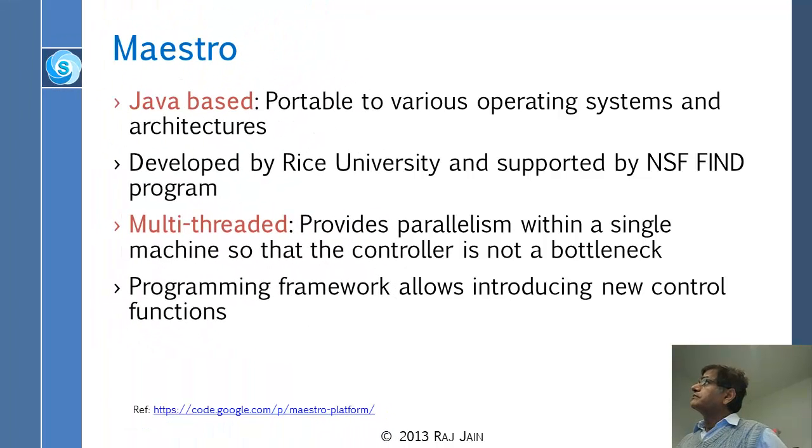Maestro. Maestro is another one which is Java based, developed by Rice University and supported by NSF. The key thing about Maestro is that it allows parallelism by having multiple threads going in parallel. Okay, so this probably has a better performance. So a controller is not a bottleneck. All right, so two things to know about Maestro: it is Java based and multi-threaded. That's it, not a big deal.